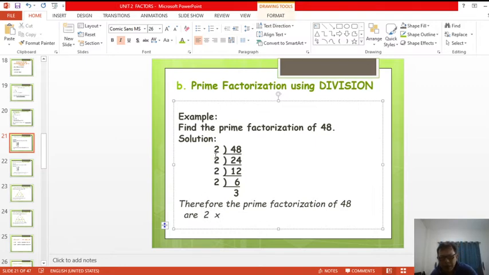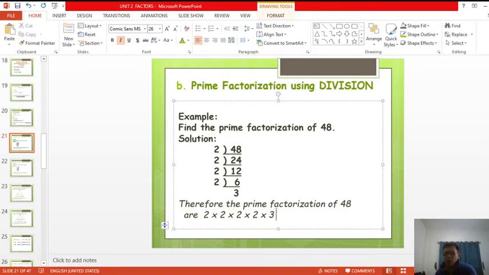2 times, I'm counting how many 2's here, 1, 2, 3, 4. So 2 times 2 times 2 times 2, and then what's the other prime number? Don't forget this one, okay? 3. So 2 times 2 times 2 times 2 times 3. Okay, so that is your answer. This method is called division. I hope you understand that.